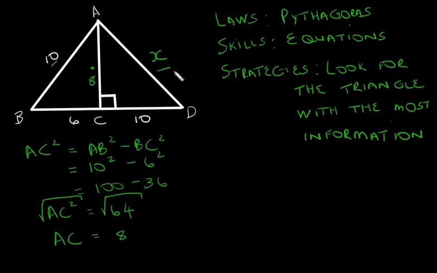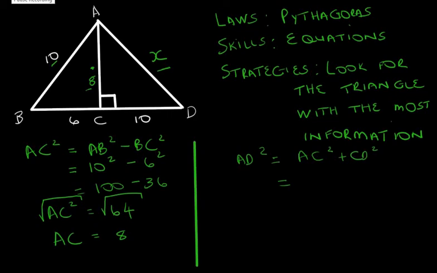So now that we have this value, we can have a look in triangle ACD and see now that we've got two values. And we can use these two values to solve for X. So let's do that. So now we can go ahead and say that AD squared is equal to AC squared plus CD squared, and we can fill in those values. So that will be 8 squared plus 10 squared, which will be equal to 64 plus 100, which will give us 164.